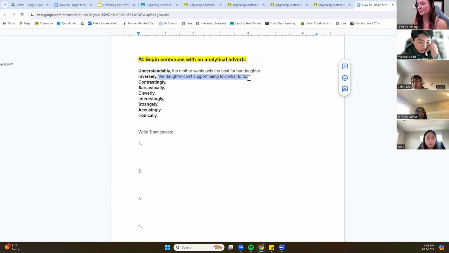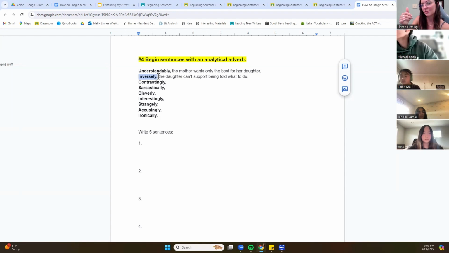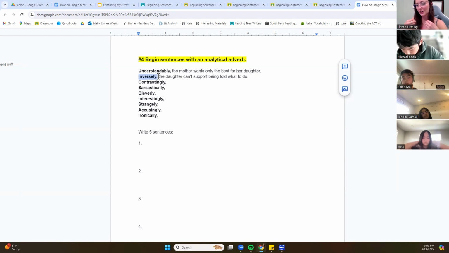Now, I could have just said, the daughter can't support being told what to do. But I wanted to add this as if I was going off the previous sentence. Inversely, which kind of means on the other hand, the opposite. Inversely, the daughter can't support being told what to do. So it just adds that extra little oomph of analysis, like you, the writer, are analyzing the actions of the people you're writing about. Pretty cool.